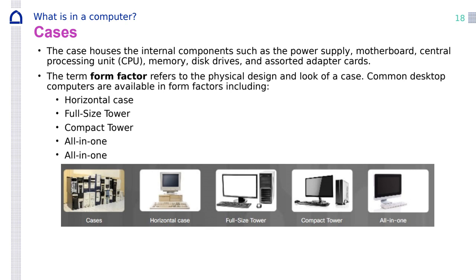Then we talked about type of cases. We have horizontal case, which sits on the desk like this. We have full size tower. And we have compact tower, or mini, they call it small, compact. And then we have all in one. All in one is a screen with everything inside except the keyboard and mouse outside. Okay. Have you seen this? Okay.